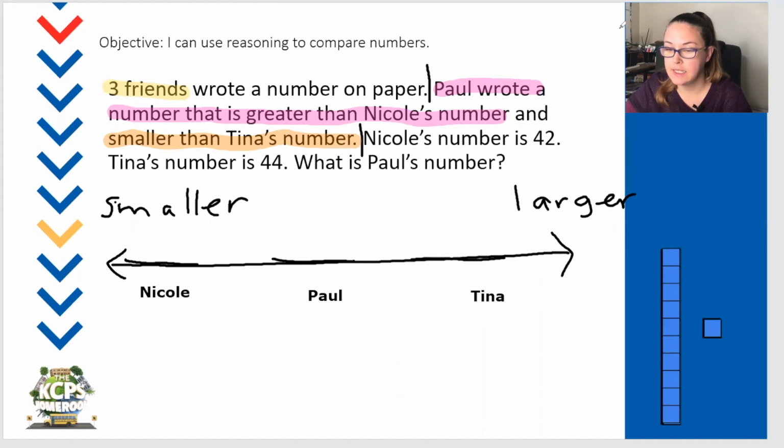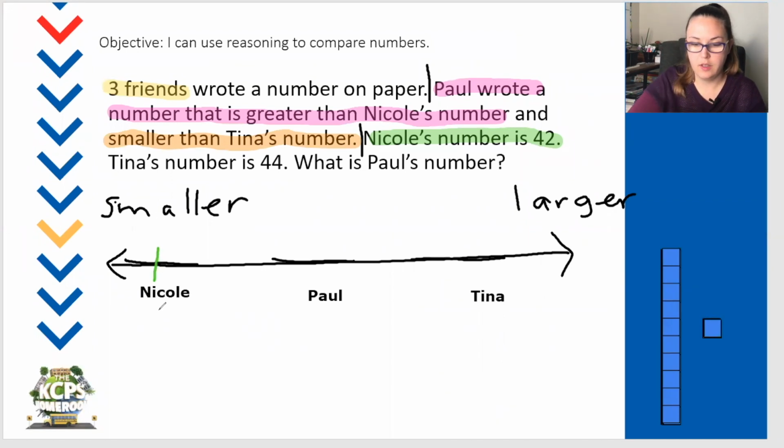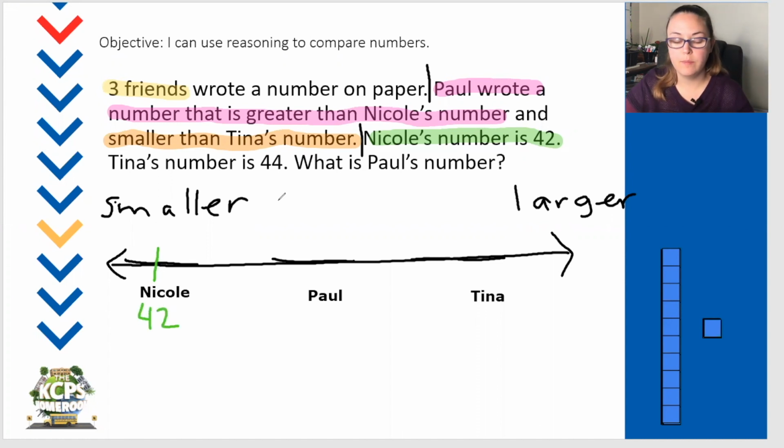The next sentence says, Nicole's number is 42. So with Nicole's number over here, what I'm going to do is mark hers, and I'm going to write 42. Okay. Now we do Tina's.